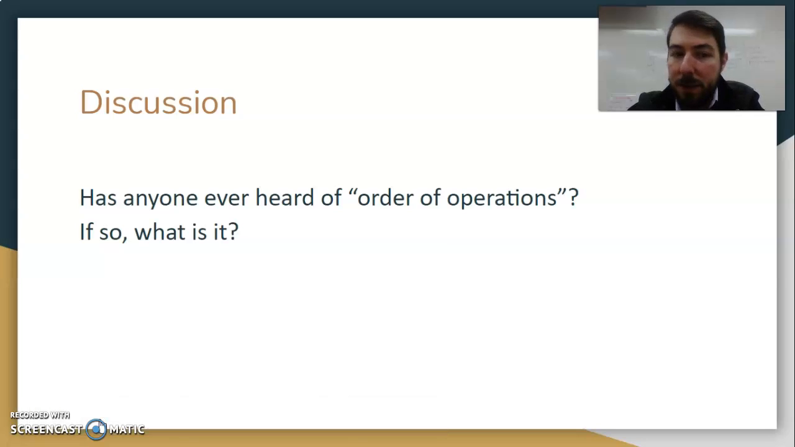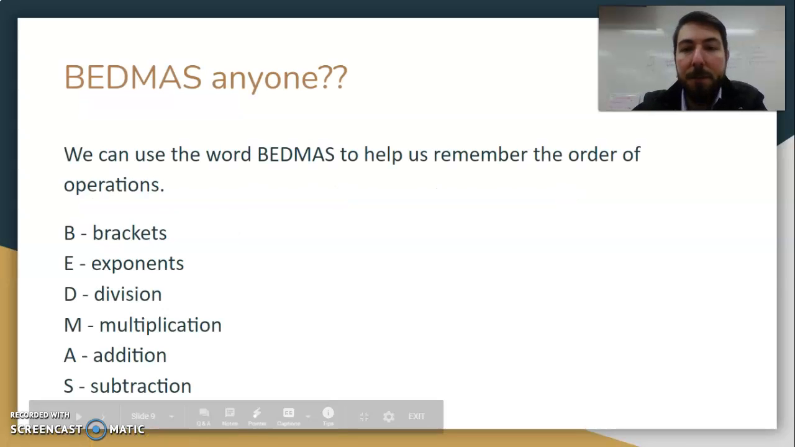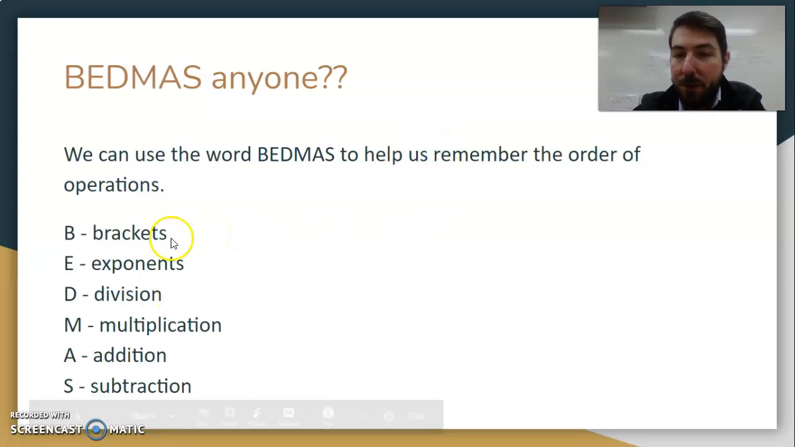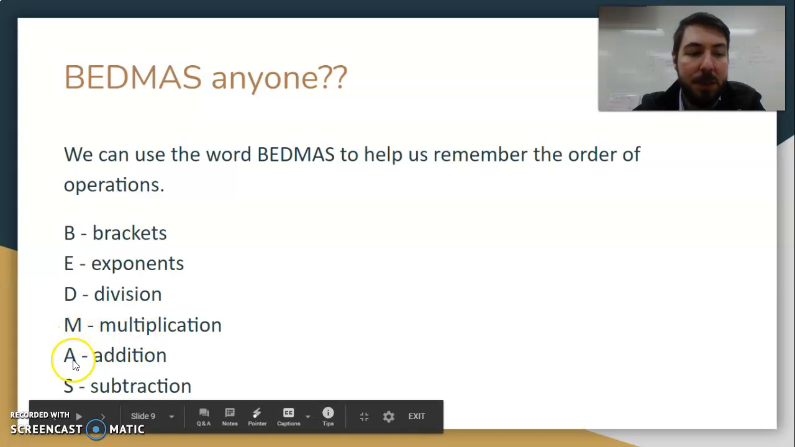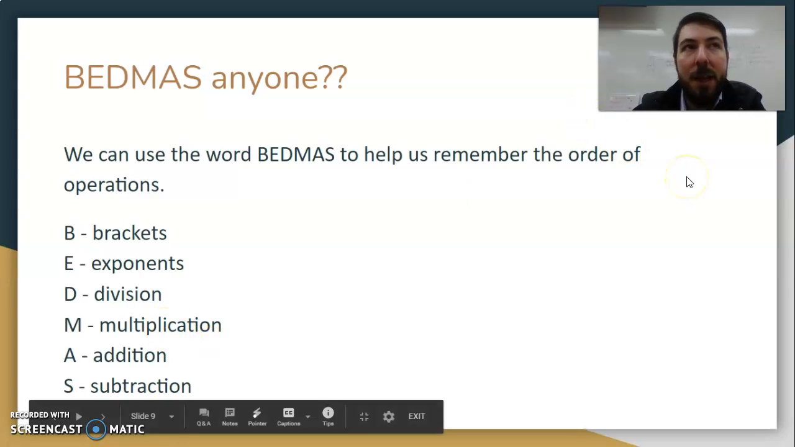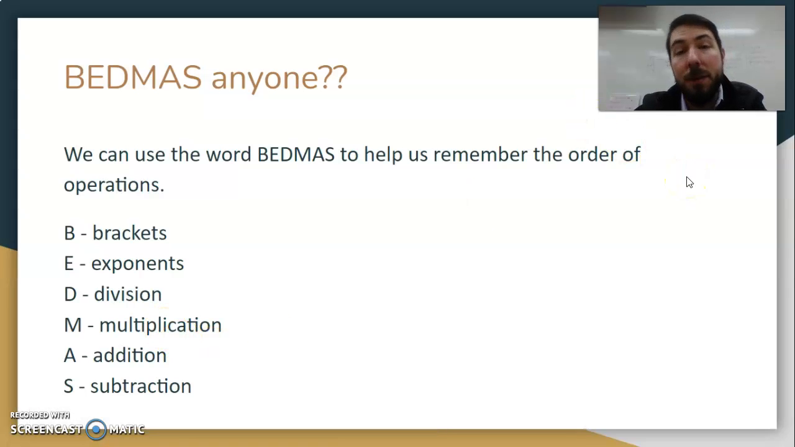So just moving into the lesson now, I'm not sure if anybody has ever heard of order of operations. One answer that I got in class, somebody said BEDMAS, and that is exactly what we're going to be talking about. The word BEDMAS helps us remember the order of operations, and in case you don't remember, the B stands for brackets, the E stands for exponents, the D division, M multiplication, A addition, S subtraction. So this is the order in which we need to evaluate things in order to find the correct answer.